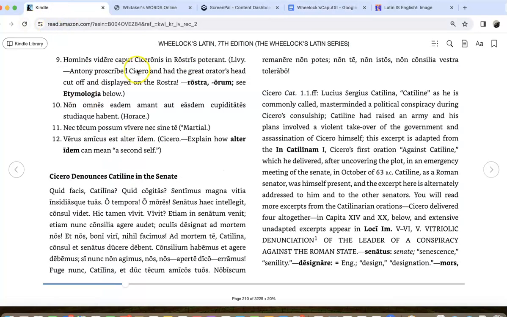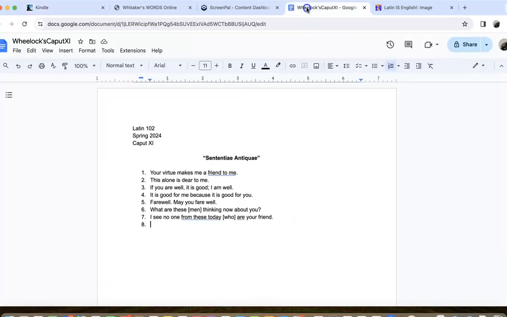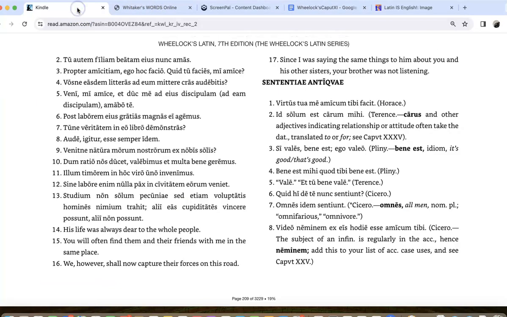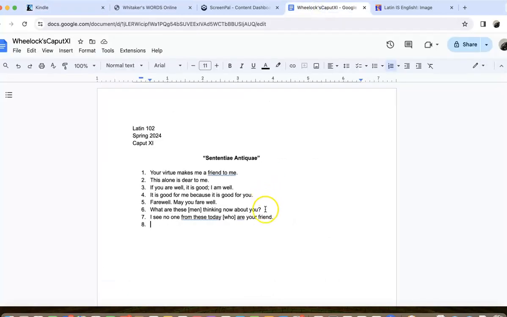Let's see, did I miss one here? I think I did. Let's see, which one did I miss? Farewell. Good. Farewell. I forgot number 7. Let me throw that in there. So sorry. 6, 7. Okay. So let me go back to that one here.